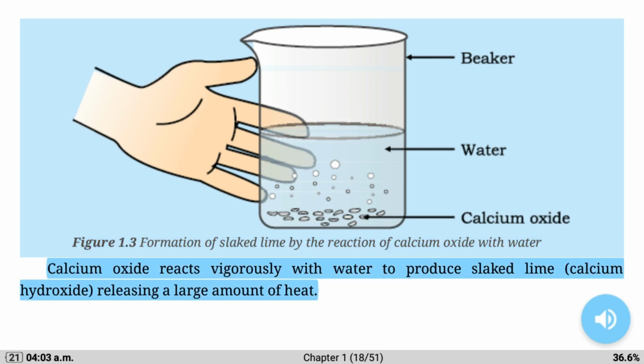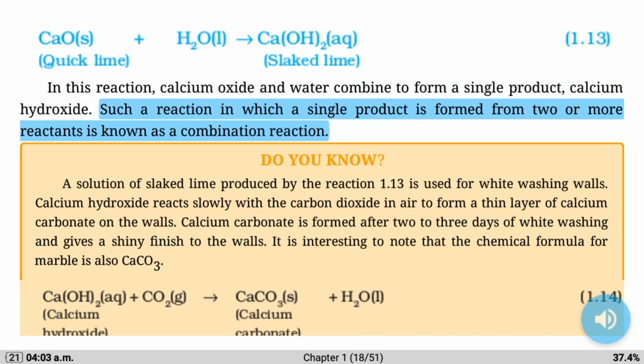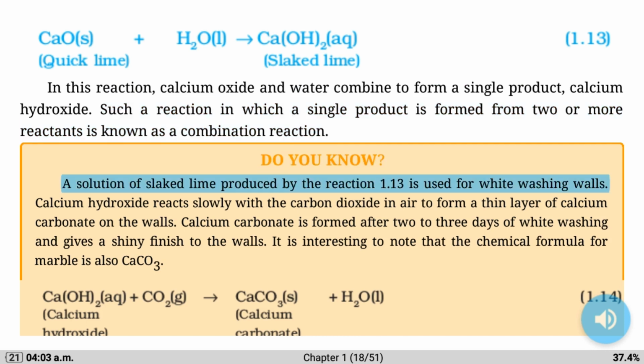Calcium oxide reacts vigorously with water to produce slaked lime, calcium hydroxide, releasing a large amount of heat. In this reaction, calcium oxide and water combine to form a single product, calcium hydroxide. Such a reaction in which a single product is formed from two or more reactants is known as a combination reaction. Do you know a solution of slaked lime produced by the reaction 1.13 is used for whitewashing walls?